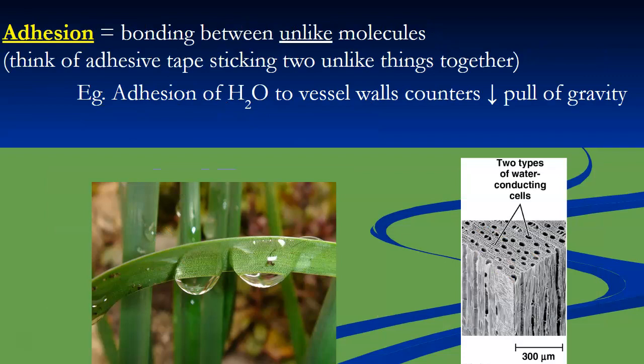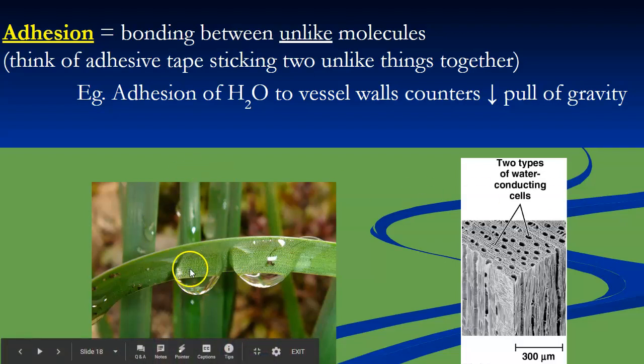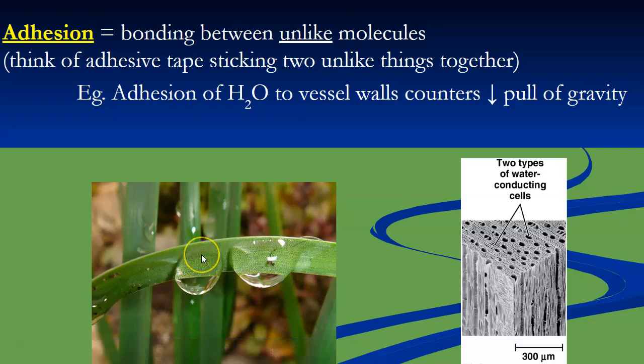Adhesion, think of like an adhesive. It sticks to something. It's bonding between unalike molecules. So this is not the water molecules themselves sticking together, but it is sticking to something else. In this case, in the picture here, we have water molecules that are sticking to the leaf. Yes, there's water molecules sticking together, but they're also sticking to the leaf.